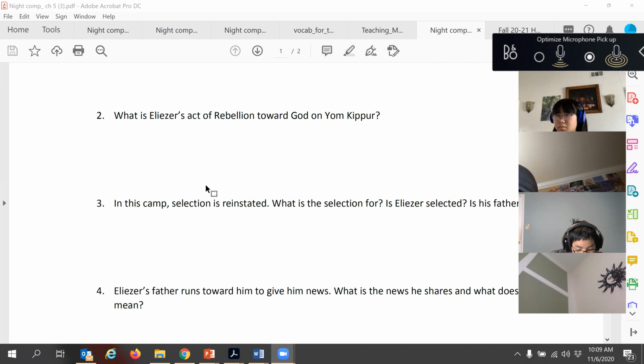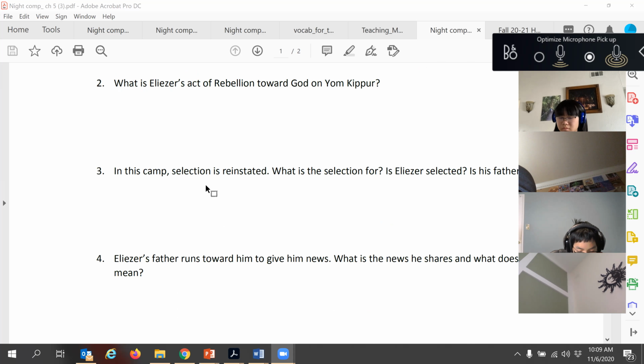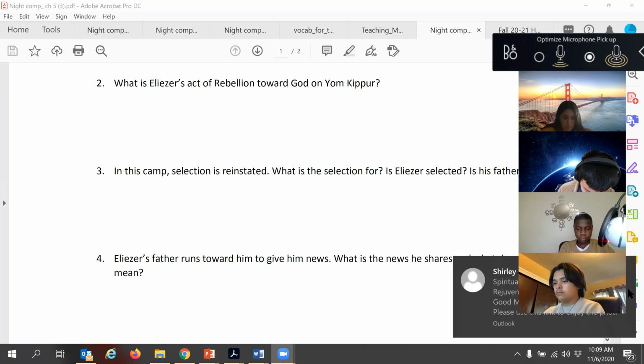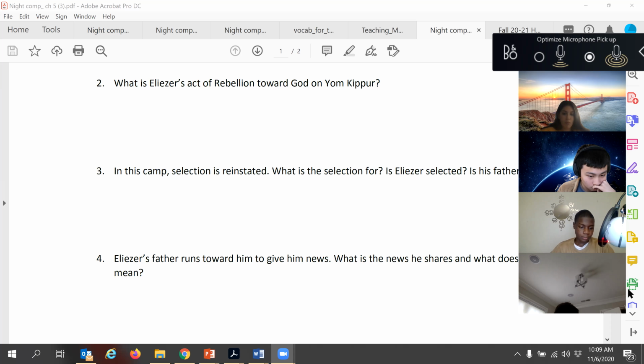Number three, in this camp, selection is reinstated. What is the selection intended for in general? Is Eliezer selected? Is his father selected? Let's hear from Toby. Toby, go ahead and give us your answer for number three. The selection was to separate people who could not work from the ones that could. Mm-hmm. And Eliezer and his father were not selected. Very good.